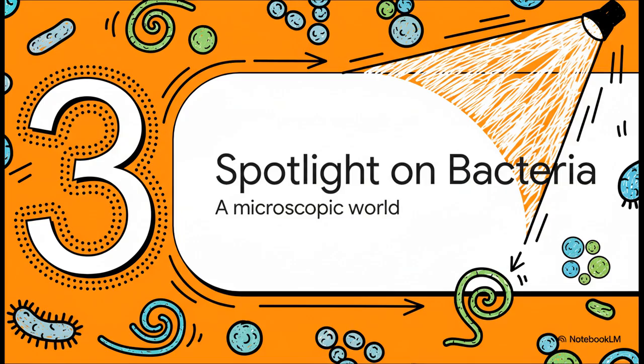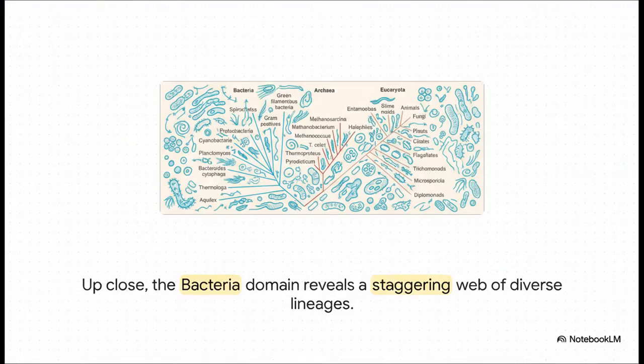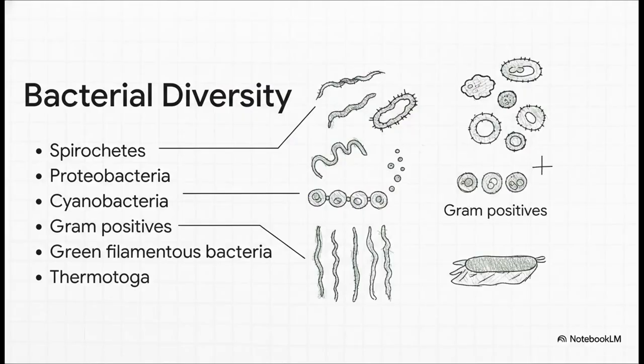It's time to put a spotlight on the main event for this explainer, the domain of bacteria. As we zoom in on that blue section, you can really start to appreciate the scale. What looked like one solid block of color before is actually this incredibly complex web of countless different lineages, and each one has its own unique story. And this is just a tiny glimpse of that diversity.